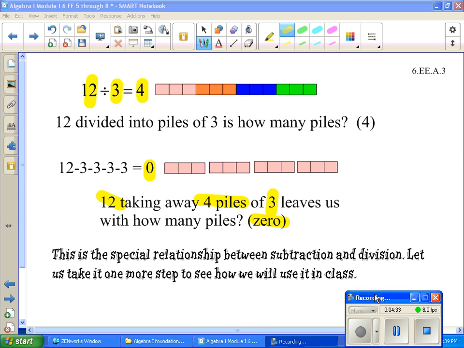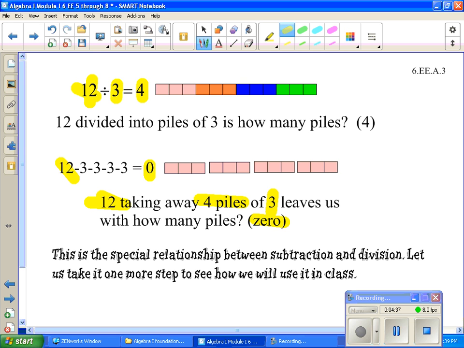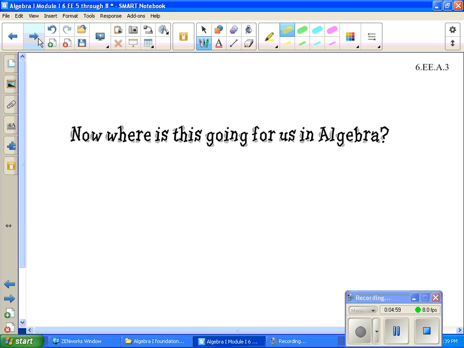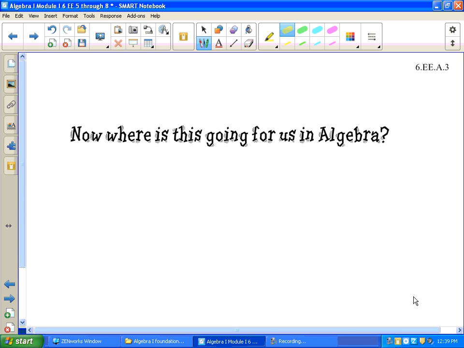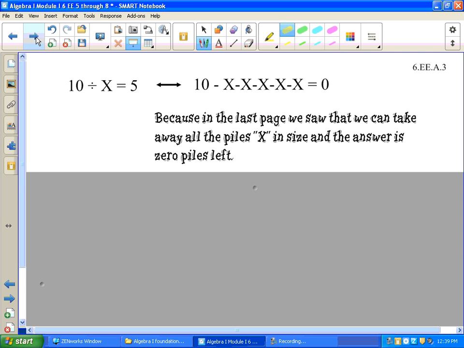We see that I start with 12, taking away four piles, once, twice, three times, four times, three in each pile, three every single time, leaves us with zero piles, leaves us with an answer. Now, where is this going for us in algebra? 10 divided by x equals 5. I am saying that's the same thing as 10 minus x minus x minus x minus x minus x. 1, 2, 3, 4, 5. We're subtracting 5 piles of x equals 0, because in the last page, we saw that we can take away all the piles of x in size, and the answer is 0 piles left.